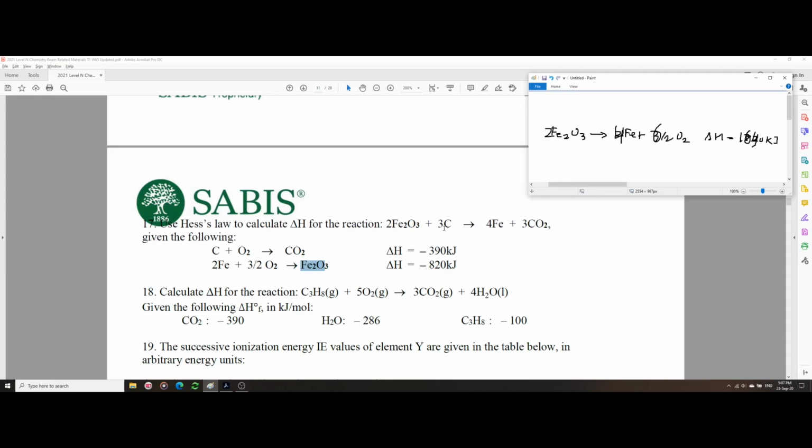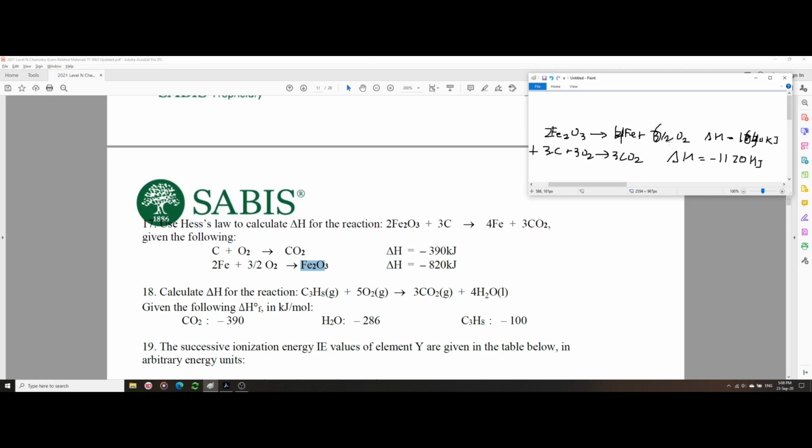Now here, you don't need to reverse, you just need to multiply by 3. That's all you need. So 3C plus 3O2 giving 3CO2. Delta H, we need to multiply by 3. So minus 390 times 3, that's minus 1170 kilojoules. And then by Hess's law, in this case, just add.